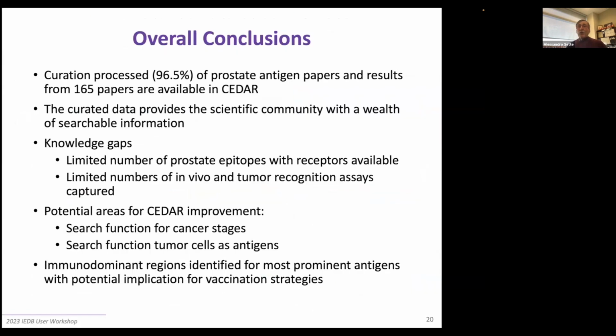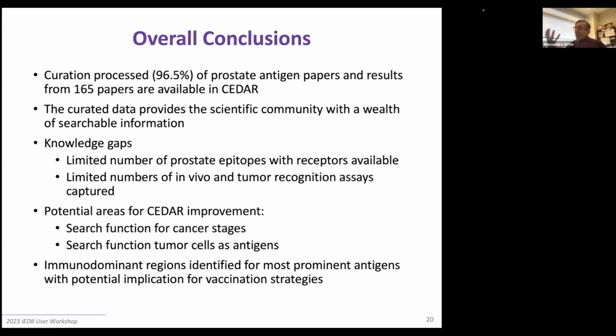And so the overall conclusions, briefly summarized: we have concluded, essentially, we're now in steady state in the curation of prostate antigen papers. This is now a wealth of searchable information for the scientific community. We also identified several different knowledge gaps, amongst them the limited number of prostate epitopes for which there is TCR, BCR receptor data available, and the very limited number of in vivo and tumor recognition assays.